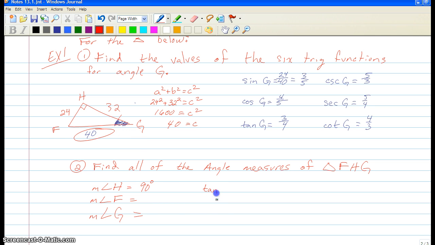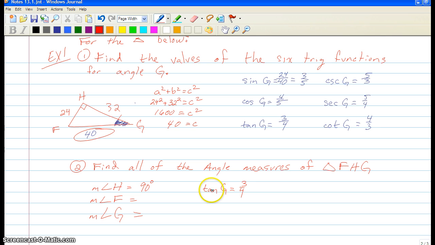Tangent of g equals opposite over adjacent, correct? We know that. We said tangent was 3/4, and I'm just going to write 3/4. It doesn't matter. Now we need to solve this equation for g.